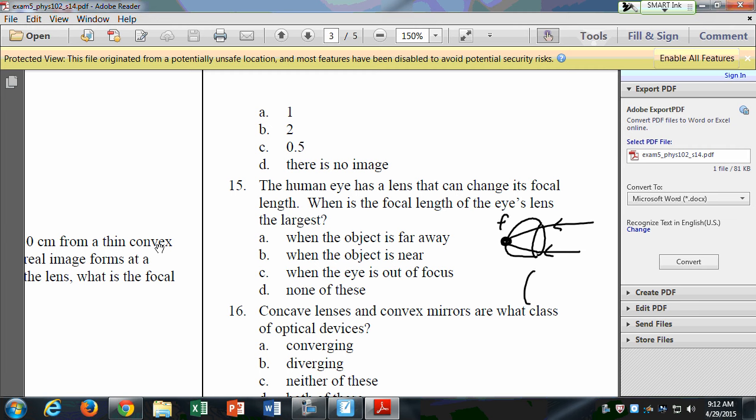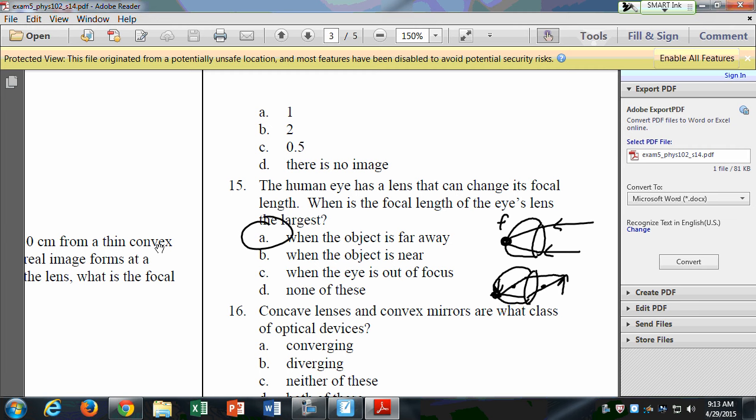But if something is close up, the focal length gets smaller, and you can think about your ray diagrams, how you draw them, to produce an image that's on the retina. Okay, so your focal length of the eye's lens is largest when the object is far away.